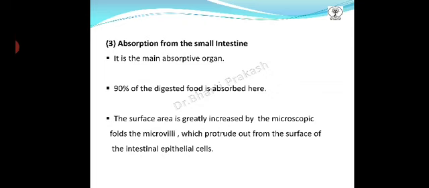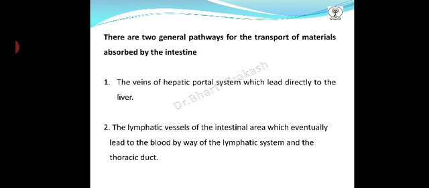Absorption from the small intestine. This is the main absorptive organ. 90% of the digested food is absorbed here. Why? Because remember, it fulfills the three factors that we studied in our previous lesson. The surface area is greatly increased by the microscopic folds of the villi. The food stays here for a longer time and the food is broken down to its smallest denominators and is now ready to be absorbed.